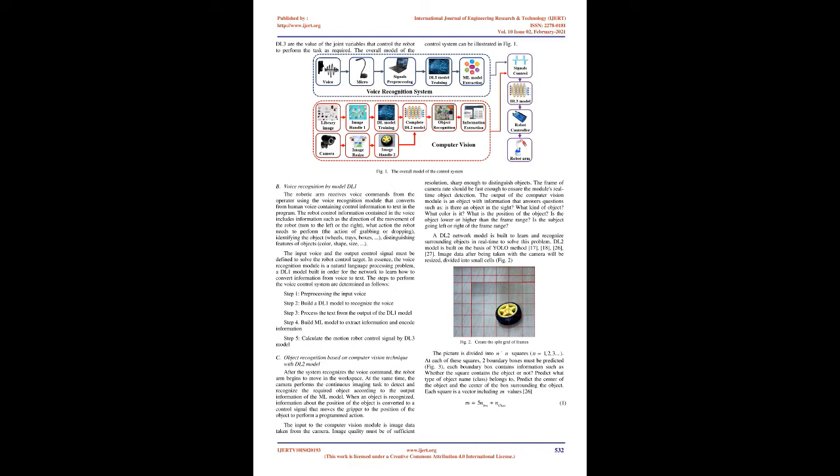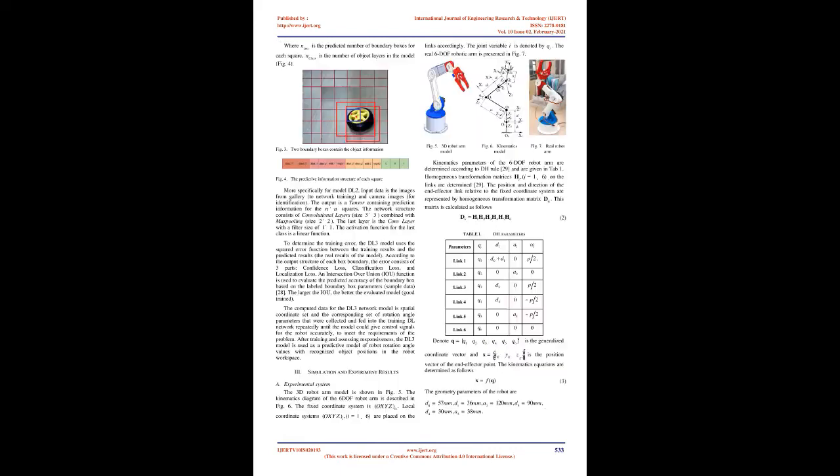DL1 output information is a complete text, including the direction of motion and object features, that becomes the input of the ML model. Object information from the ML output is the target for the DL2 model to identify through the camera and available learning data. The rest of the ML output, combined with recognized object information (position, object type, color, shape), is gathered as input to the DL3. The outputs of DL3 are the values of the joint variables that control the robot to perform the task as required. The overall model of the control system can be illustrated in Fig 1.